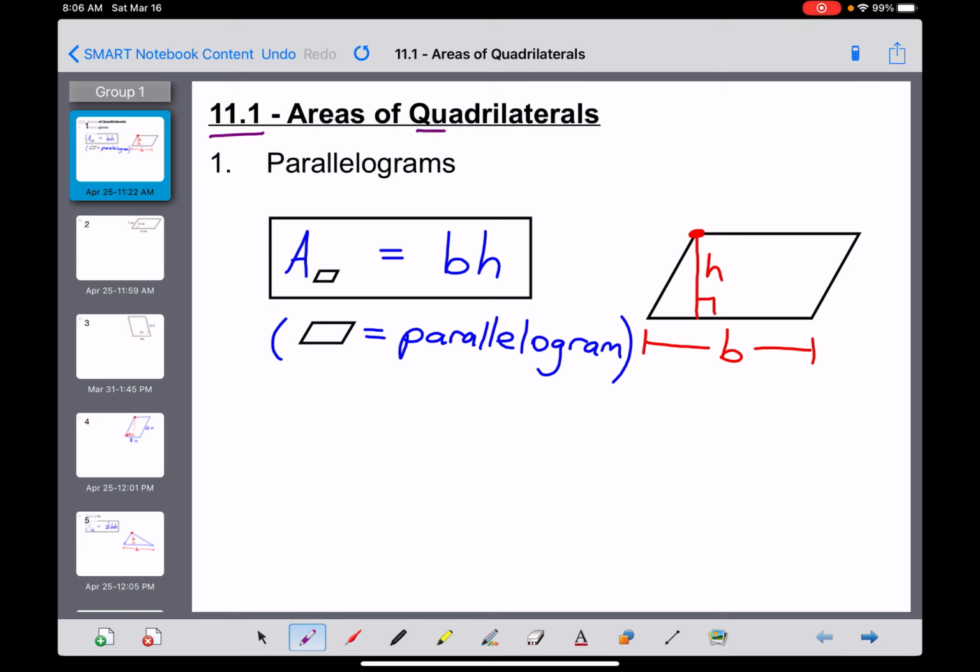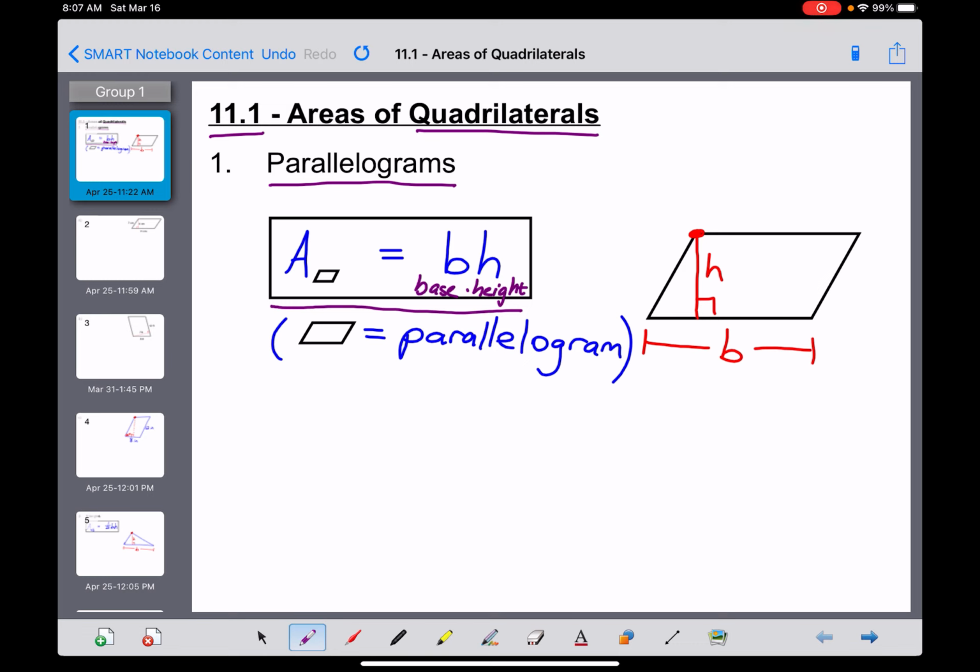So the whole section is on quadrilaterals, and I think we've got four different ones to talk about, but we begin with the most basic of these formulas, which is the area of a parallelogram, and that formula is given to you right here, guys. Area of a parallelogram is simply going to be B times H, where B is going to represent the base of your parallelogram, and H is going to represent the height.